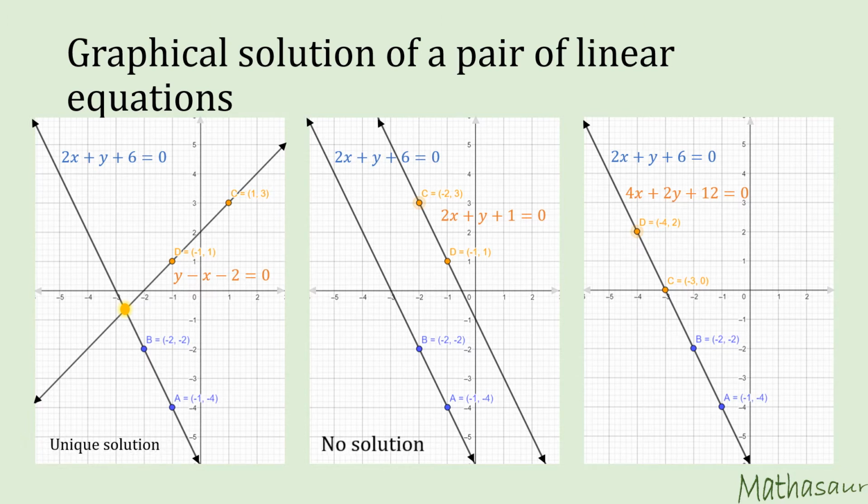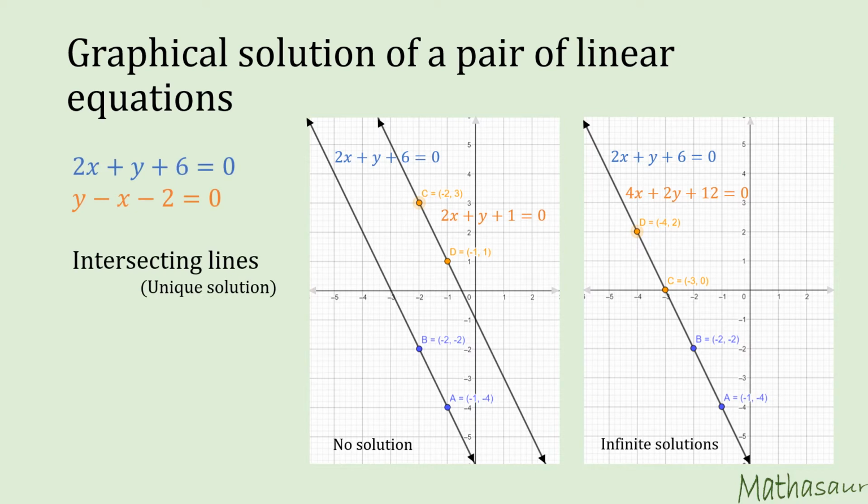The second case, where the two lines are parallel to each other and do not intersect at all, there is no solution common to these two equations. So this case has no solutions. In the third case, where the two lines are coincident, each point on the line satisfies both the equations. So this case has infinite number of solutions.